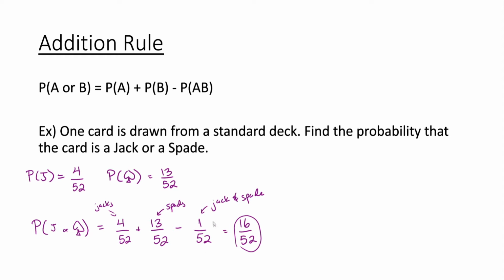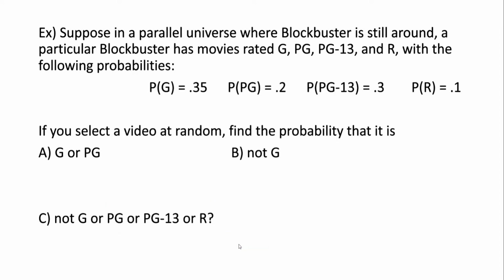Now the reason that we have to use this formula, or make sure that we do the subtraction over here, is because the jack of spades, which is the one card that's both a jack and a spade, is included in the group of 13 spades, and it's included in the group of 4 jacks. So if we didn't subtract this, we would be counting the jack of spades 2 times, and our probability would be too high. Now let's look at another example.